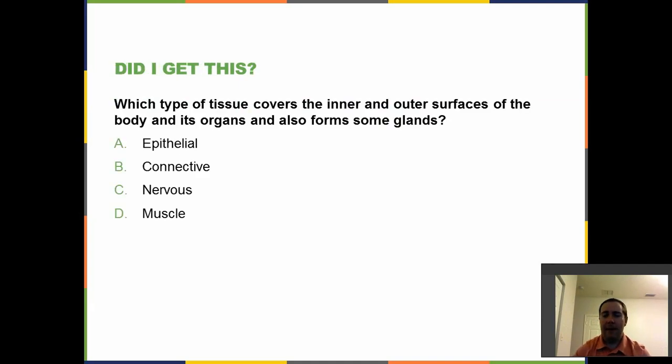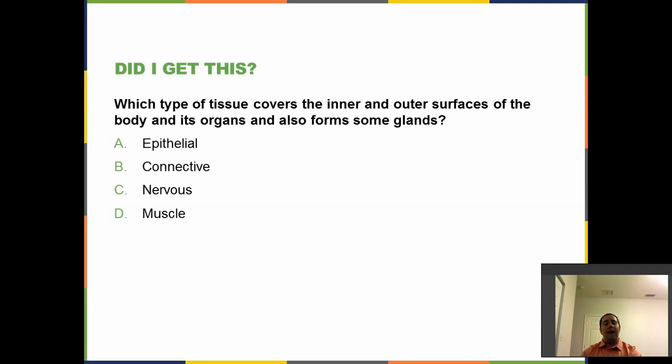And I think this is our last slide already. So what type of tissue covers inner and outer surfaces and forms glands? Okay. Yes, that is epithelial tissue.